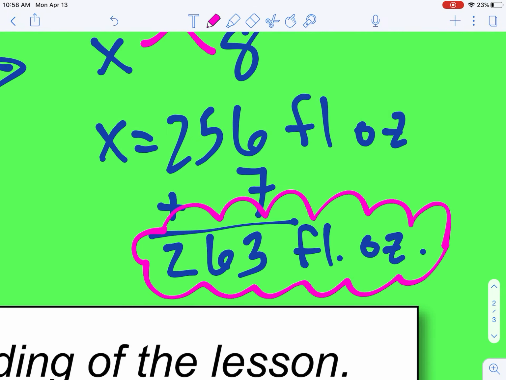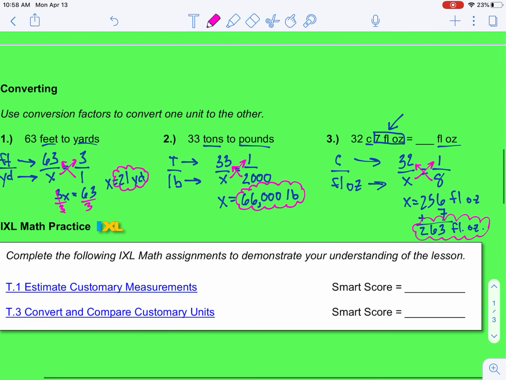All right, that is it for our lesson for today. You have 2 IXLs you need to do. T1 should be pretty quick and simple. T3, you're going to have to set up proportions, cross multiply, and divide.